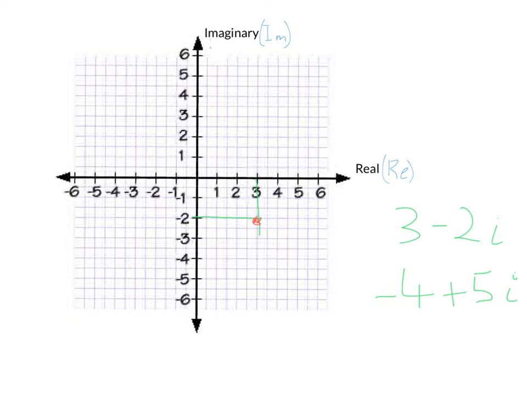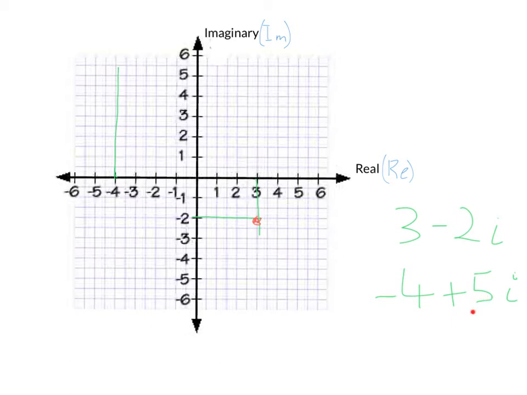Okay, so we're minus 4 plus 5i. To plot this, we're going to go to the real axis first of all, and go back 4. So minus 4 is here. Okay, we'll draw a line from there up, because we know the next number is going to be positive.